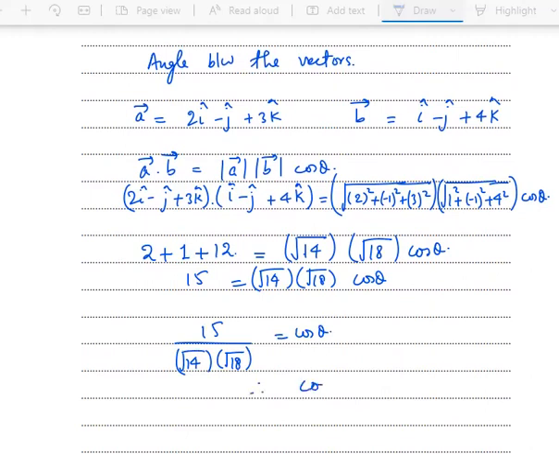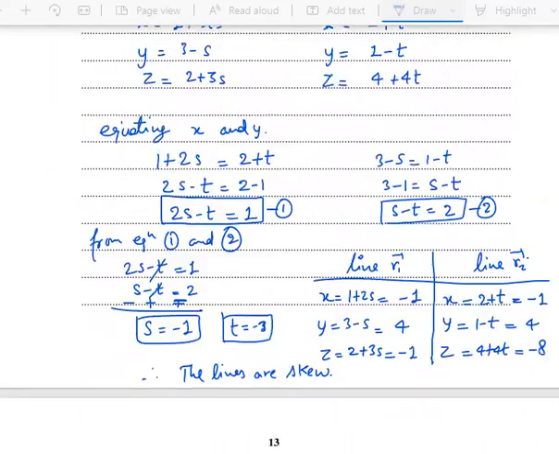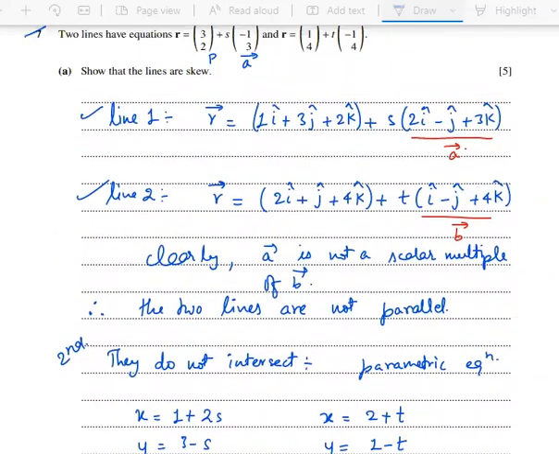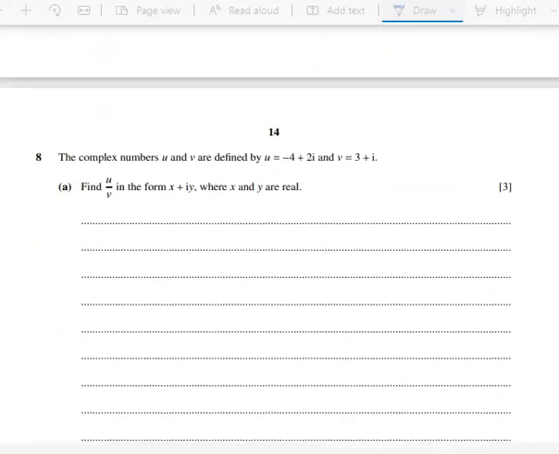Therefore I can write theta equals cos inverse of 15 divided by under root 14 into under root 18. If you put this in a calculator, you will get 19.106. That's the angle between the two lines. Okay, so the concept is the angle between two lines will be the angle between the vectors associated with these two lines. Okay, moving on to the next question.